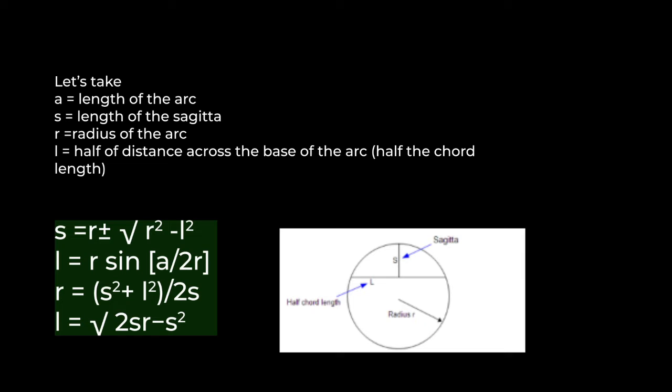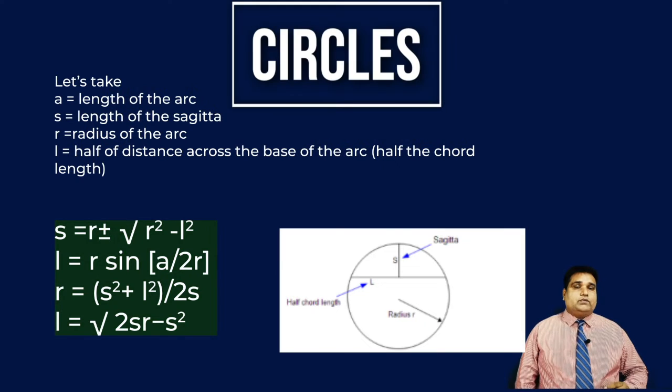S is equal to R plus or minus the root of R square minus L square, where S is the length of the sagitta, which we need to find, R is the radius of the arc, and L is one half of the distance across the base of the arc, or half the chord length.